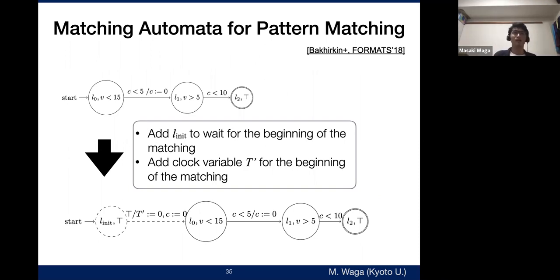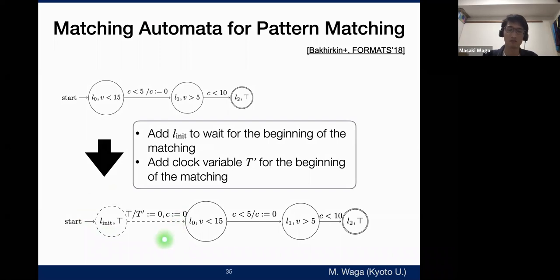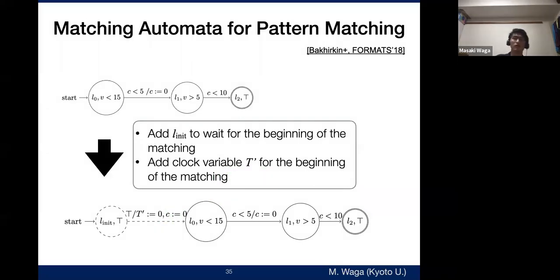But what I show here is only how to compute one value for one signal and one automaton. There is a gap between this quantitative semantics computation and the quantitative timed pattern matching, because we have to compute the quantitative value for each subsignal. However, it is known that such a computation of the matching result is done by what is called the matching automata construction. This is the construction from the paper on qualitative timed pattern matching with automata. The main idea is to add a dummy location to wait for the beginning of the matching, and we add another fresh clock variable T' to capture the beginning of the matching. So this is how we handle timed pattern matching with this quantitative semantics computation.